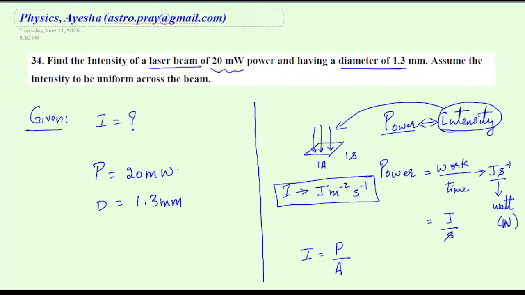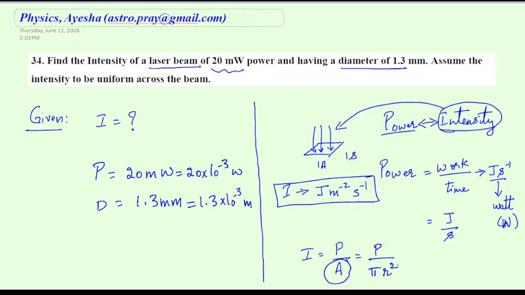Now, let's convert the units here itself, that is 20 into 10 to the minus 3 watt, and 1.3 into 10 to the minus 3 meter. Now, what we require is area for our problem, right? Intensity is power divided by area. Area can be written as pi r square.